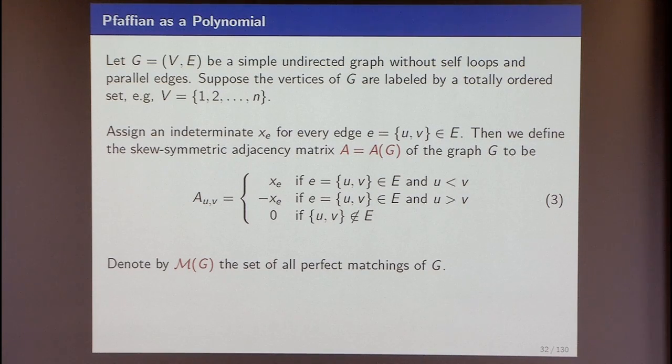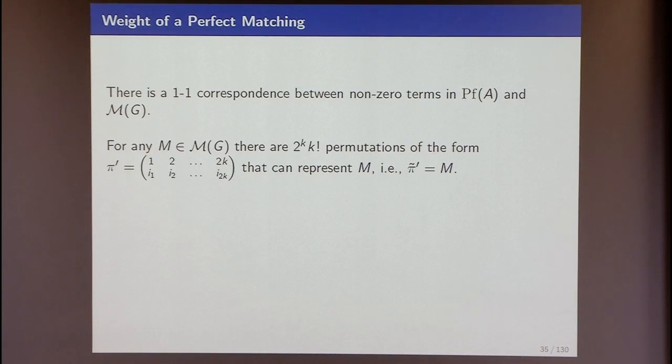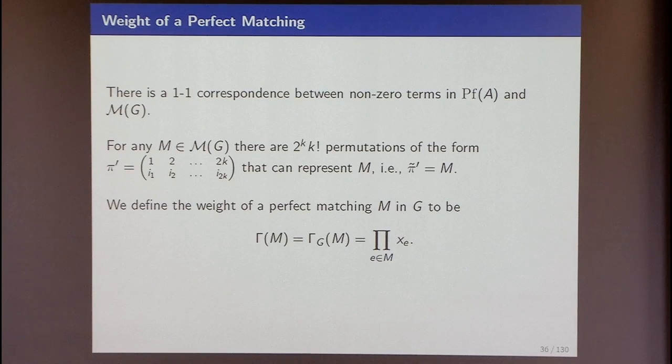Let M(G) denote the set of perfect matchings. And we already commented that for a particular permutation, this partition is a perfect matching if and only if all the pairs are edges. Okay. So I'm going to define the weight of a perfect matching as simply you multiply the indeterminates on the edges.